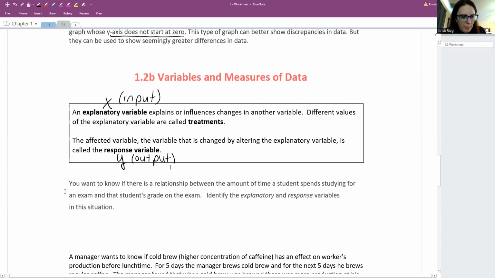So here, we want to know if there's a relationship. I didn't mark this example as a number, but here we are. Is there a relationship between the amount of time a student spends studying for an exam compared to their grade? Identify the explanatory and the response. In this case, we have a student. What can the student control? The student can control the amount of time spent studying. So that's going to be the explanatory variable, because that's what they can control.